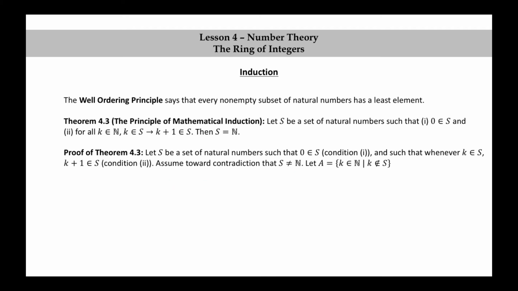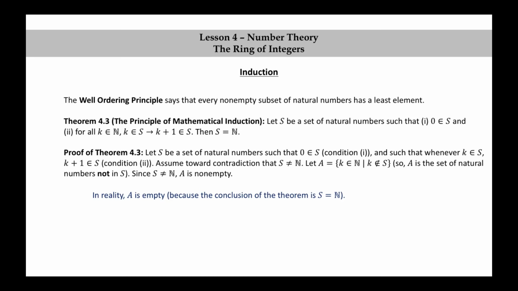Let A be the set of k in N such that k is not in S. So A is the set of natural numbers not in S. Okay? Since S is not equal to N, A is non-empty, right? Because A is the set of things not in S. Since S is not all of N, there must be some things in the set A.